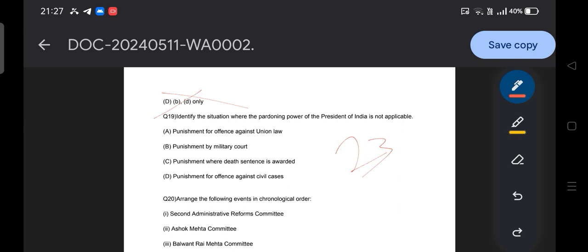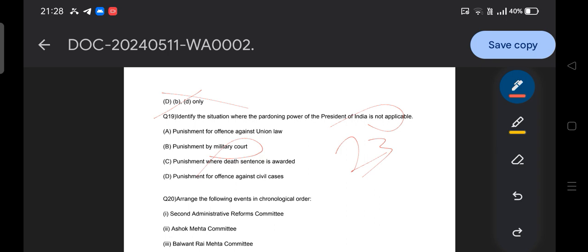Option A, punishment for the offense against the union law; option B, punishment by the military court; option C, punishment where the death sentence is awarded; option D, punishment for the offense against civil case. The question is asked about not applicable. In the case of military court, the pardoning power of the president is not applicable.